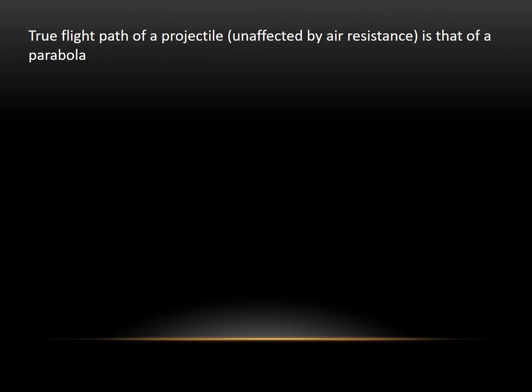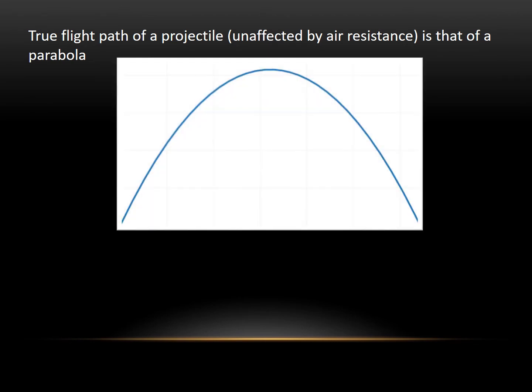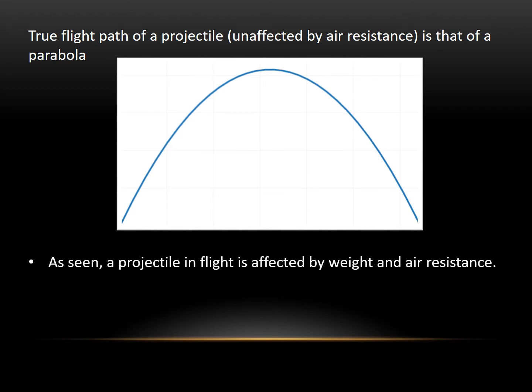Now, a true flight path of a projectile, which is unaffected by air resistance, is that of a parabola. And if you look at your sheet that says projectile in flight, there's a parabola drawn on the right hand side. Okay, and there is the parabola. As seen, a projectile in flight is affected by weight and air resistance. So we've just said that the ball is only affected by weight and air resistance.